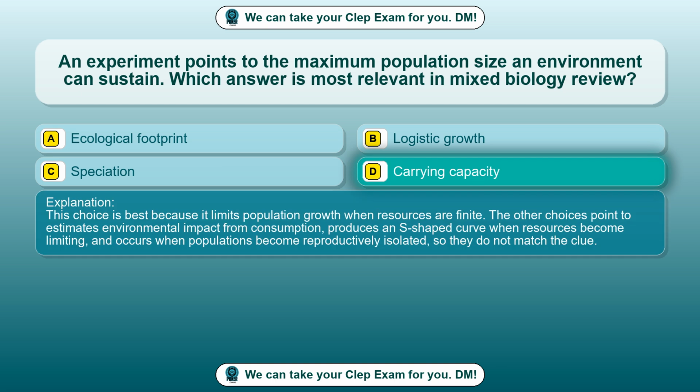This choice is best because it limits population growth when resources are finite. The other choices point to estimates environmental impact from consumption, produces an S-shaped curve when resources become limiting, and occurs when populations become reproductively isolated, so they do not match the clue.